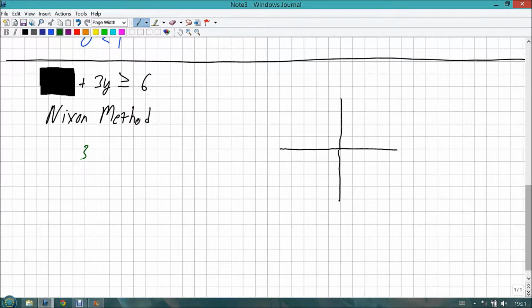So if I have 3y is equal to 6, what's the y value? If you said 3, you were wrong. If you said 2, you were right. So at 2, at y equals 2, I have a little dot. There's one of my points. Yay for covering up. Yay for Nixon. So next up, we do the second half of the cover-up method. We cover up the other side.